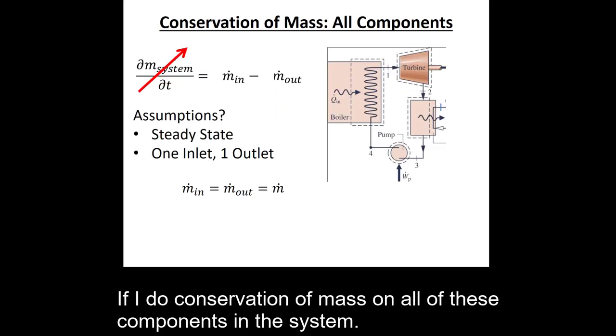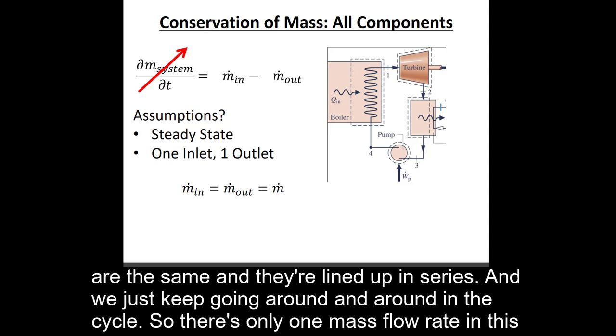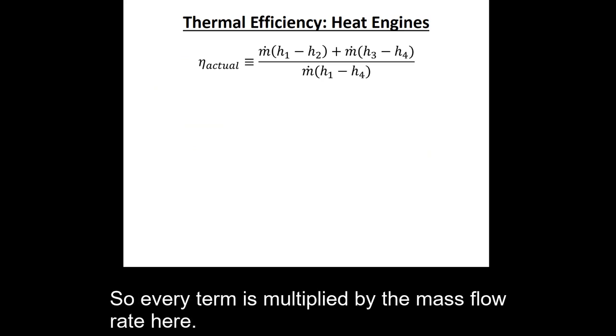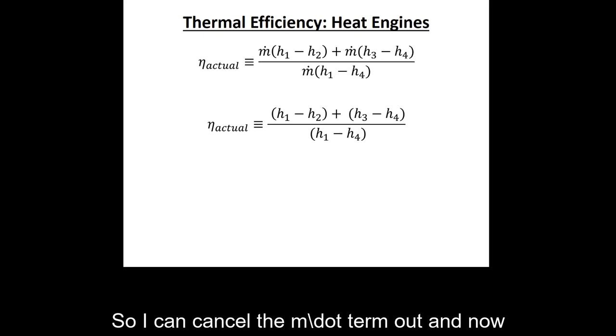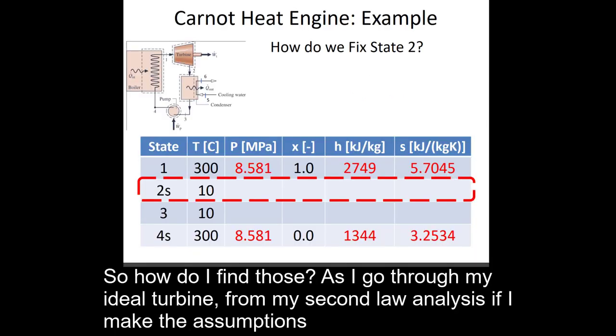If I do conservation of mass on all of these components in the system, they're all steady state and they're all one inlet and one outlet. What that means is that the mass flow rate through all of these components are the same, and they're lined up in series, and we just keep going around and around in the cycle. So there's only one mass flow rate in this problem. And what that means is that all of these mass flow rate terms are the same. So every term is multiplied by the mass flow rate here. So I can cancel the m dot term out. And now the only thing I need to find the thermal efficiency is H2 and H3. So how do I find those?